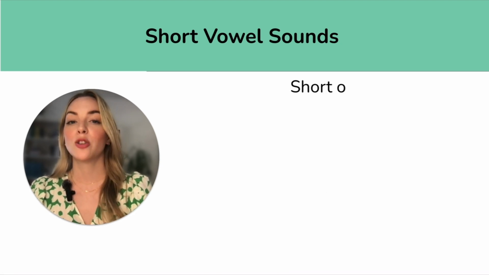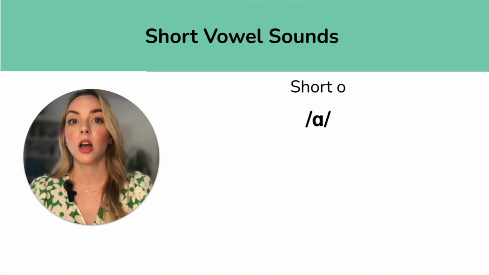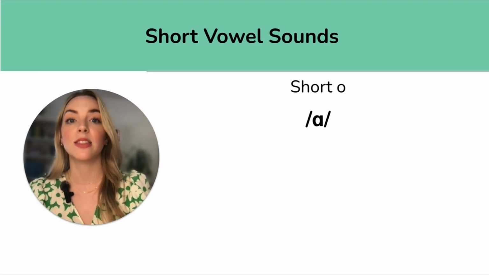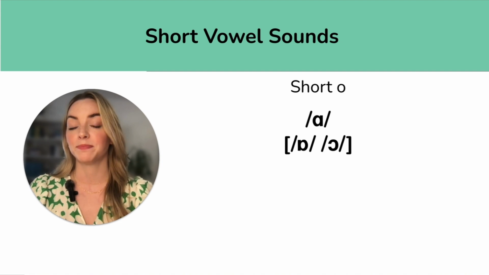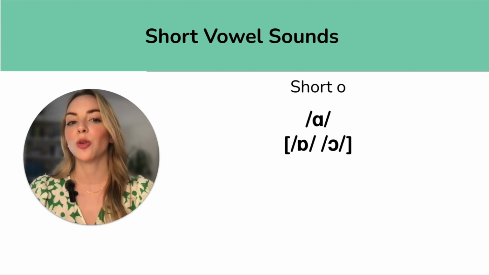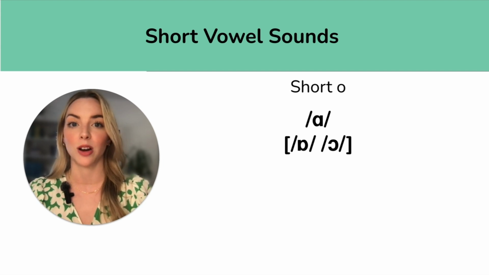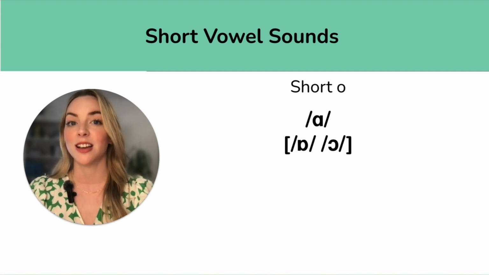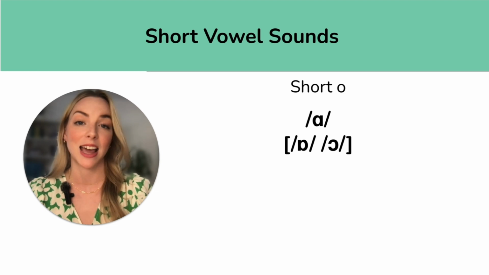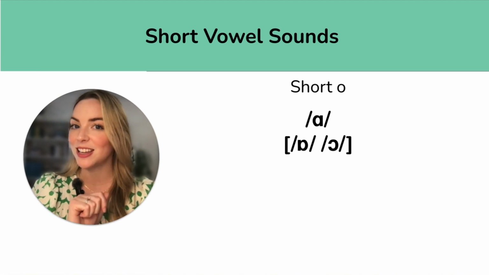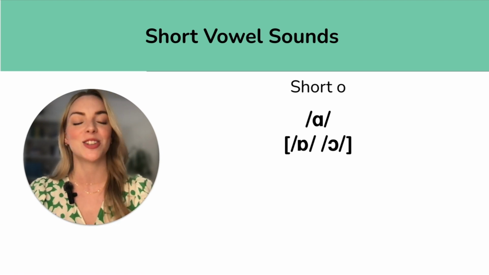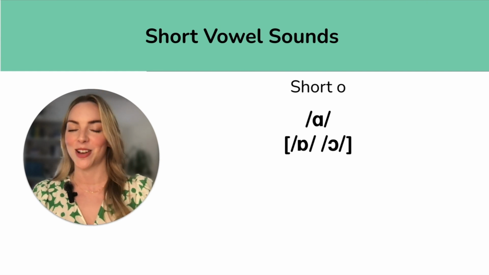Okay, next up, short O. Ah. Now, sometimes you'll see this sound represented by these IPA symbols. And that means you're looking at the British English pronunciation of that word. So British English does have more vowel sounds than American English. So lucky you, you're learning American English. You don't have to learn as many vowel sounds.